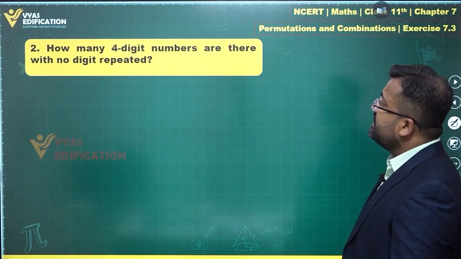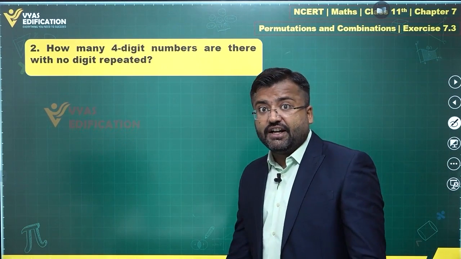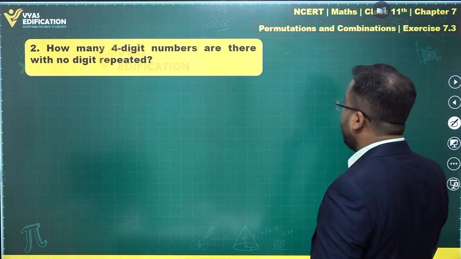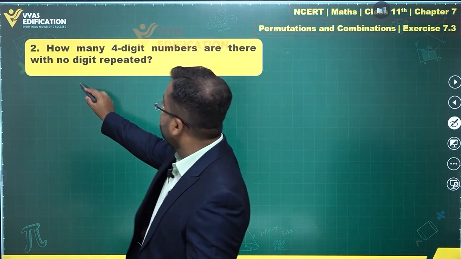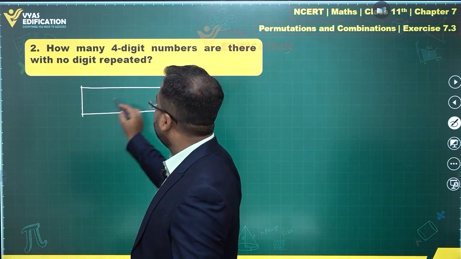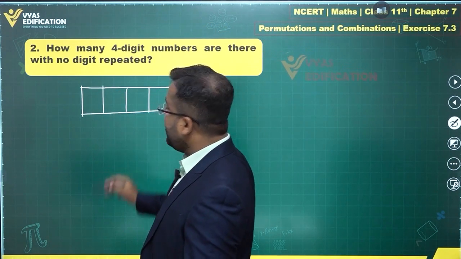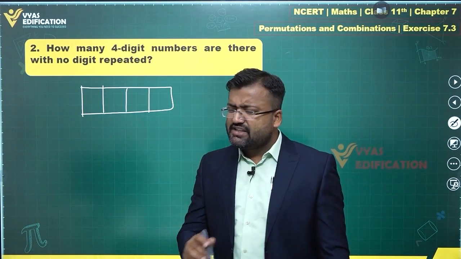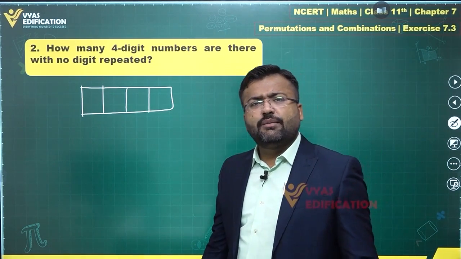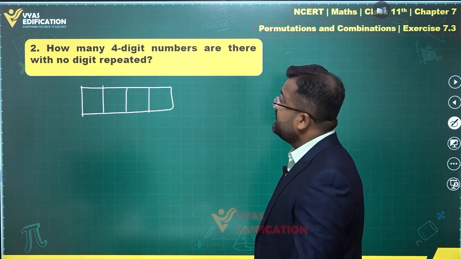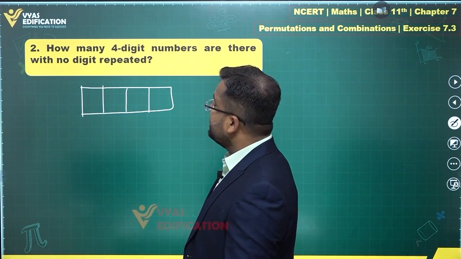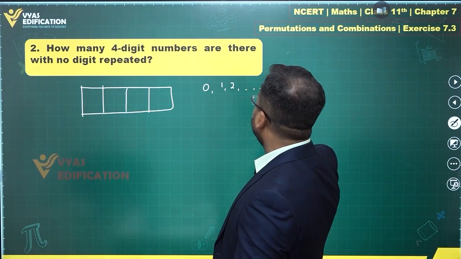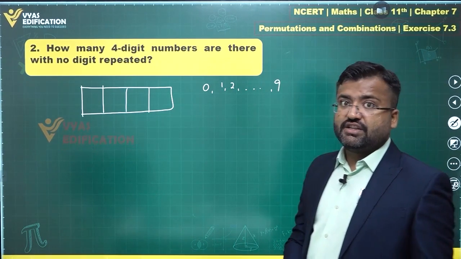How many 4-digit numbers are there with no digit repeated? Okay, so we are interested in no digit repeated and 4-digit numbers. Once again, the way I mentioned in the first question, it is better to solve using directly fundamental theorem if possible, right? So let's see how many 4-digit numbers are there with no digit repeated. There are no repetitions. The digits are 0, 1, 2, 3 up till 9. Those are the possible digits, right?